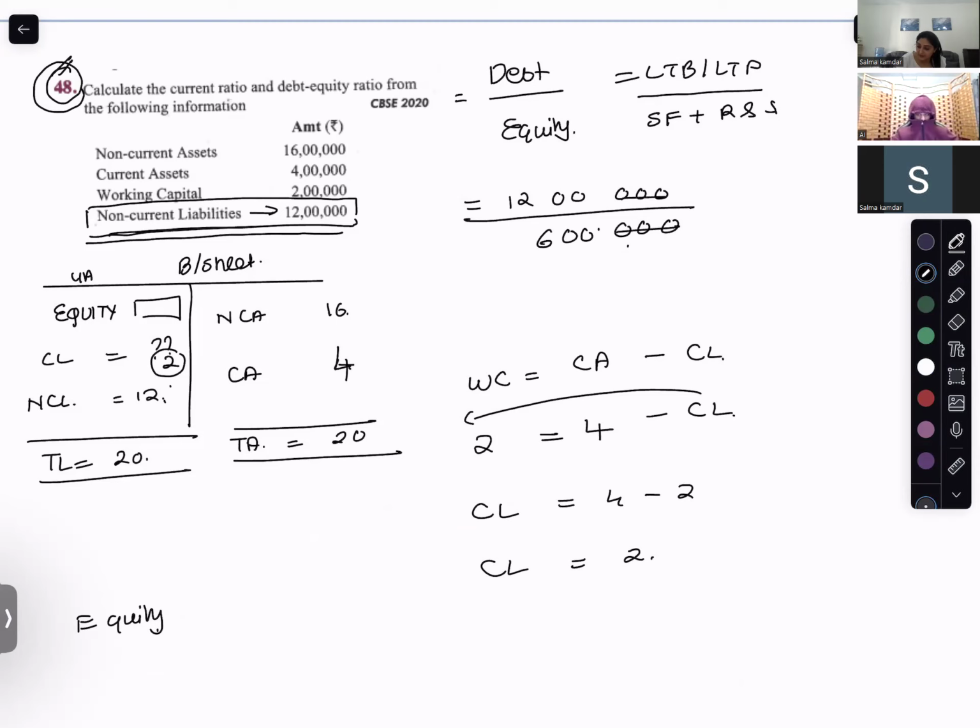So 1, 2, 3, 4, 5. 6 ones are 6, 6 twos are 12. So yes, the debt to equity ratio will be 2 by 1 times. Yes, ma'am, please solve it. I'm waiting for you, and send me a photograph.